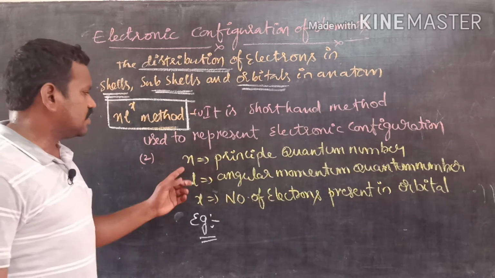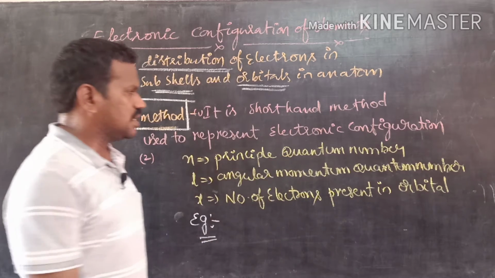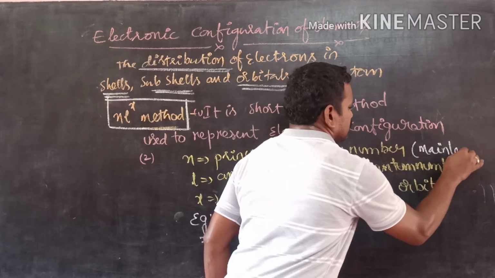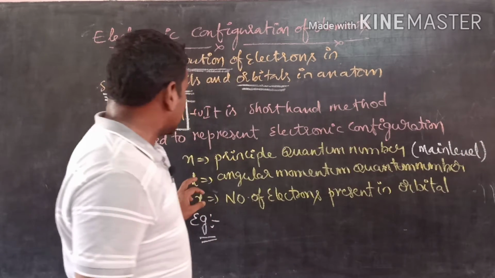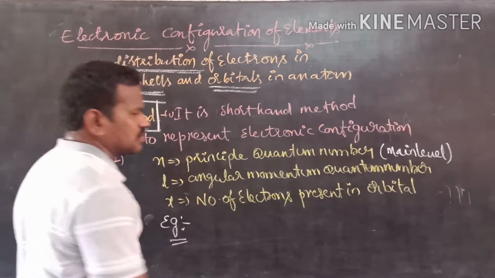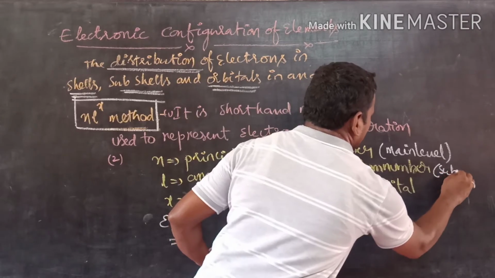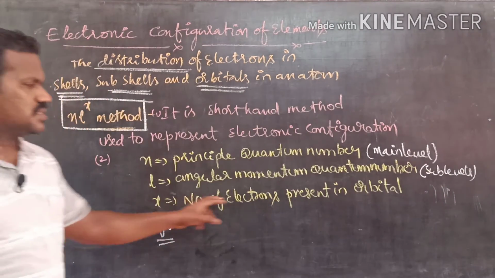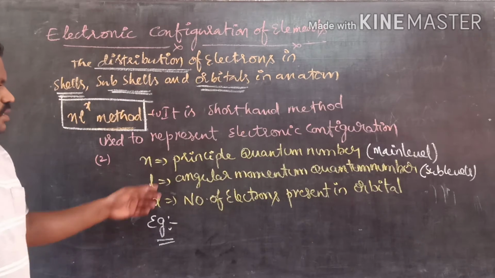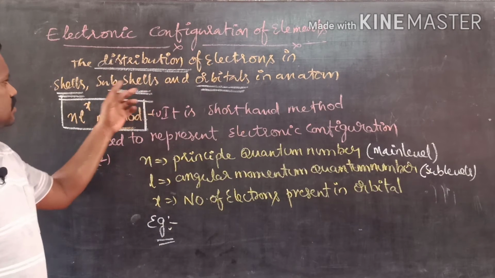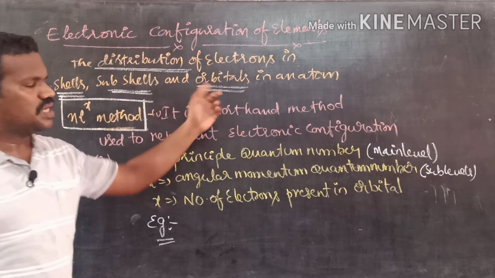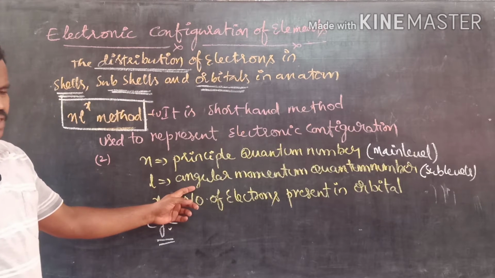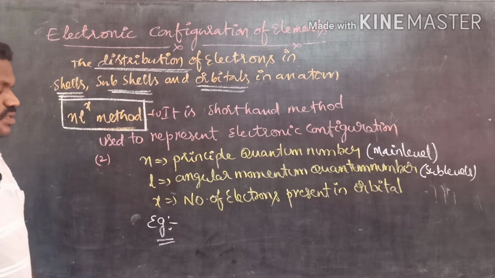Then what is N? Principal quantum number. This says about the main levels. Next, L. L is nothing but the angular momentum quantum number. We already know, it shows the sublevels. Next, the number of electrons present in the orbital. See here, in the definition there are shells, subshells and orbitals. So principal quantum number and angular momentum quantum number are incorporated, and the number of electrons is incorporated.